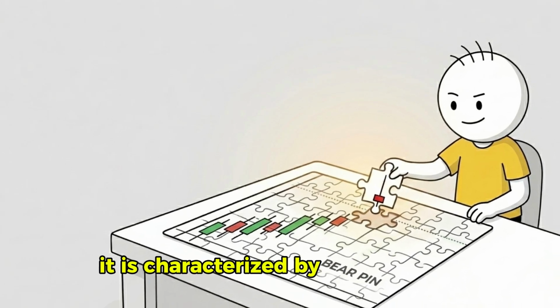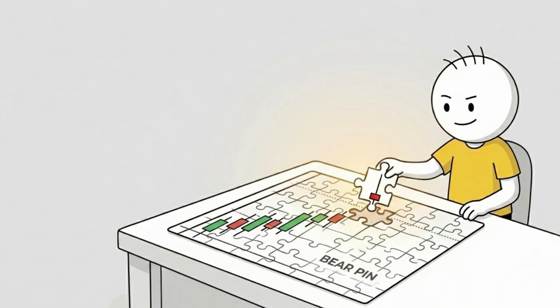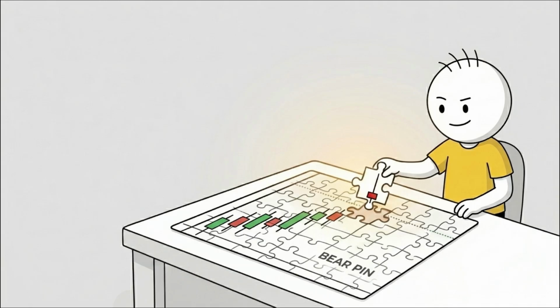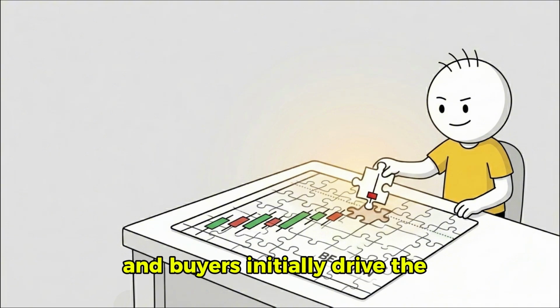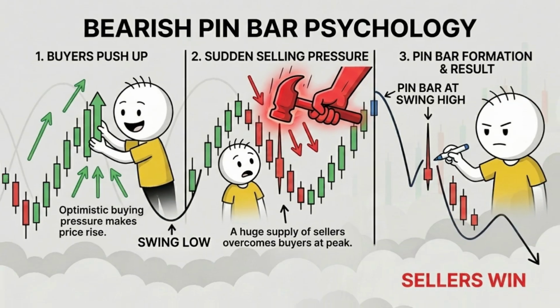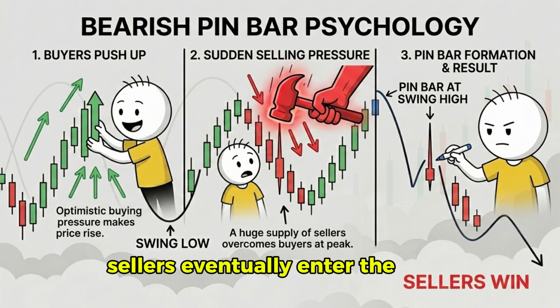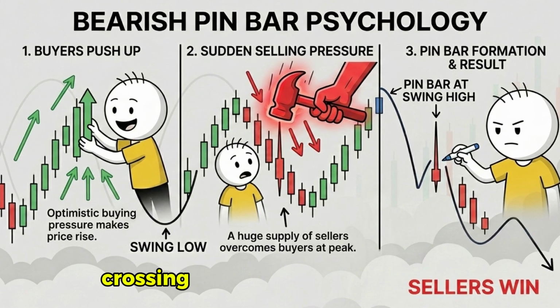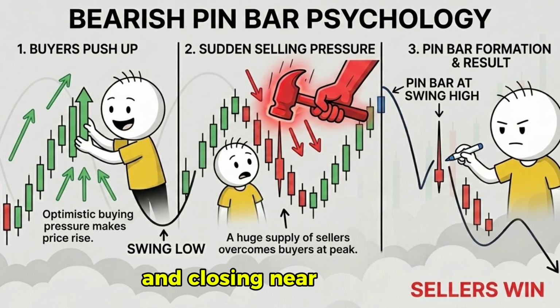It is characterized by a red candle with a small body, a massive wick reaching upward, and little to no wick on the bottom. This pattern indicates a potential reversal to the downside. The psychology is straightforward. The market opens, and buyers initially drive the price higher, feeling optimistic. However, sellers eventually enter the fray with such aggression that they push the price back down, crossing below the opening price and closing near the lows.